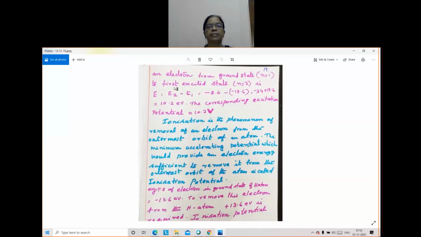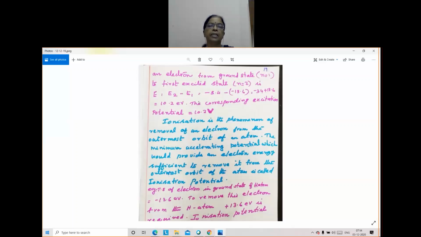If it is from the ground state to the second excited state, what will be the answer? You have to find E3. E3, how will you find? Minus 13.6 by 3 square. Then E3 minus E1 you have to find out. When I say first excited state, we have to write E2. When I say ground state, it is E1. So be careful. The first excited state is E2. Ground state is E1. Understand?